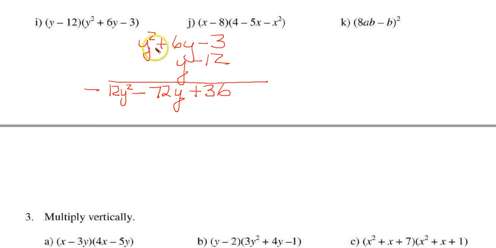And the benefit of doing it this way is you get your like term columns. Now, y times a negative 3 is a negative 3y. Y times this is a positive 6y squared. And this times this is a positive y to the third. And then you can just bring them down, add them up.